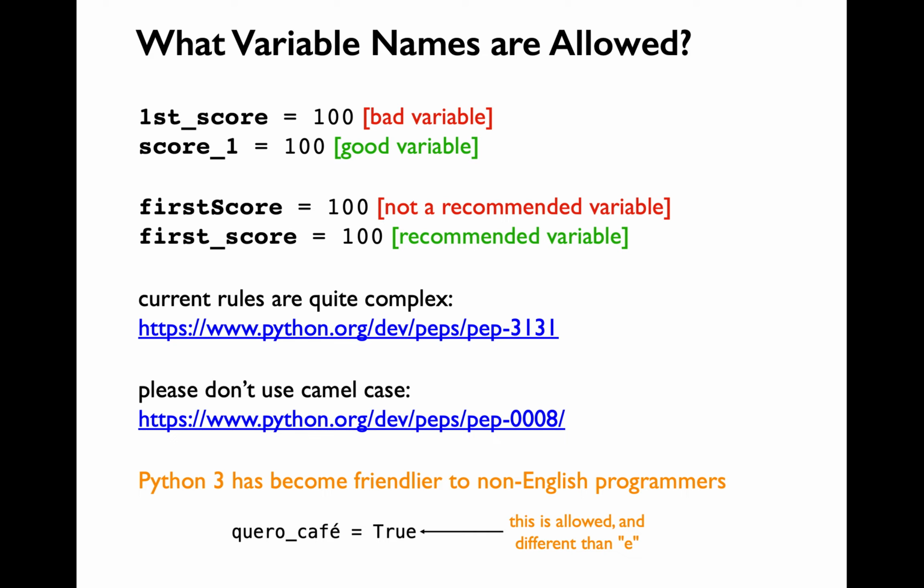Python 3 provides you a lot of flexibility with respect to the set of characters that are allowed as part of a variable name. You don't have to just restrict yourself to the English language characters. For instance, you're allowed to use acute E, which is a non-English character. An example of such a variable name would be Kyoro underscore cafe, which has an assigned Boolean value of True.